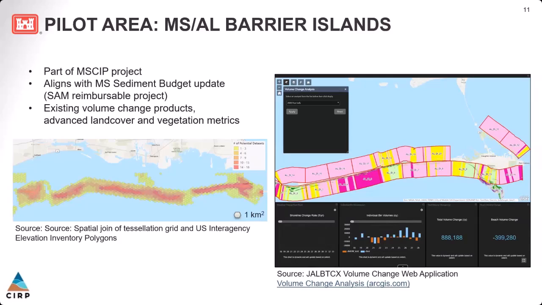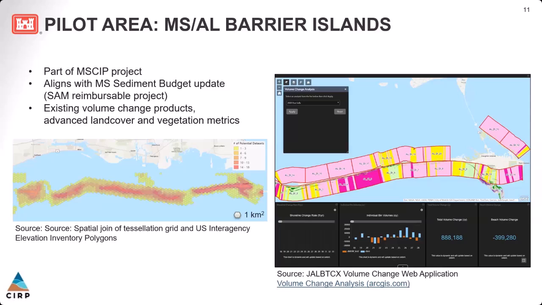And so with these pilot areas, there's a number of considerations. Of course, dataset age is just that number of temporally unique data sets that's available. One of the areas that we knew immediately that we wanted to use as a pilot area was the Mississippi, Alabama barrier islands. This is an area that we know JALBTCX has surveyed dozens of times, or what seems like dozens of times. So we know it's a data rich environment.